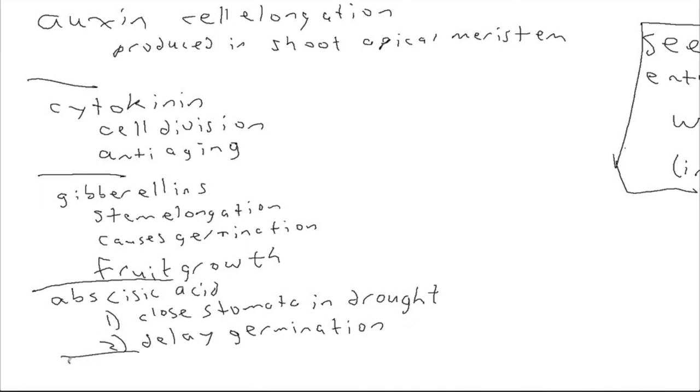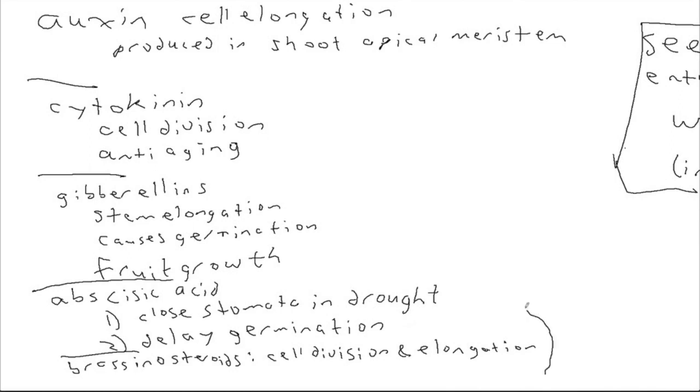Brassinosteroids. What's the key function for that? Cell division. So we didn't really go into much detail about that. But it's similar in some ways to auxin, cell division and elongation. All right, so what's another hormone I haven't written on the screen yet? Ethylene. Okay.